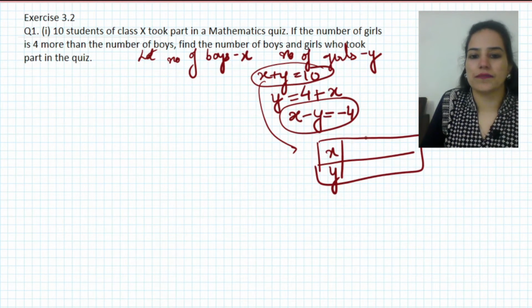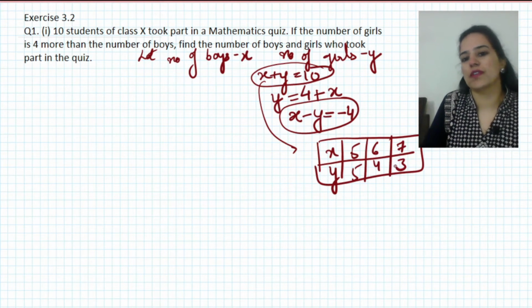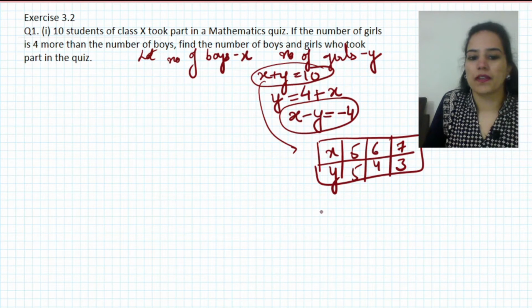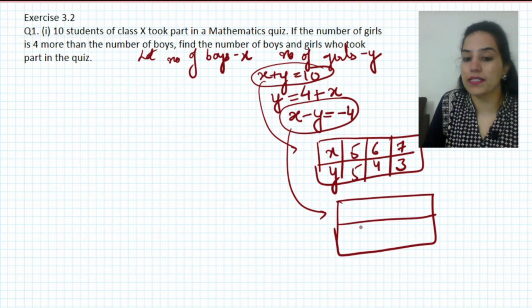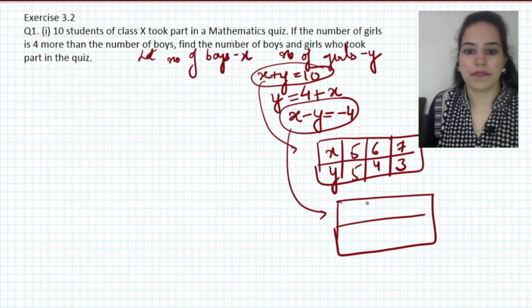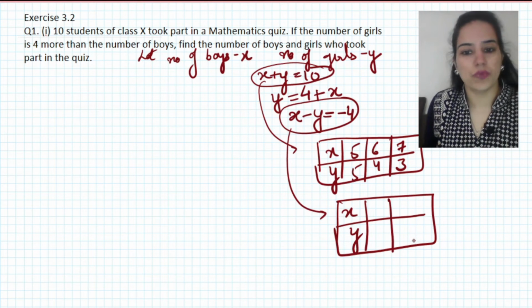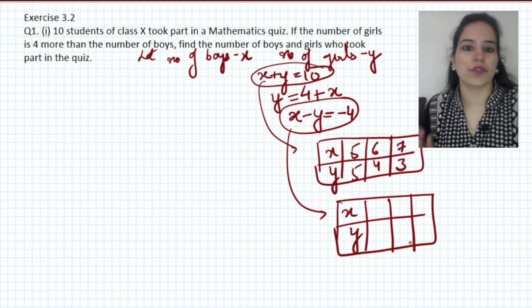So x and y are 5 and 5, right? 6 and 4, and 7 and 3. In general, because the sum is adding up to 10. And for the other equation, always take 3 points. Right? So I'm taking x and y. Two values can do, but take 3 for more perfection.